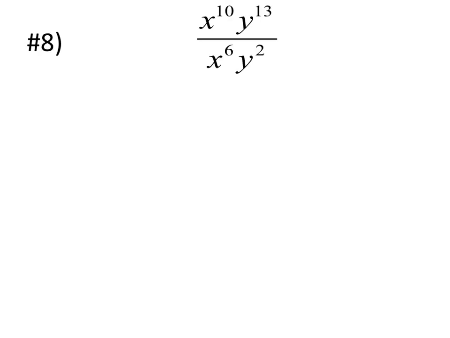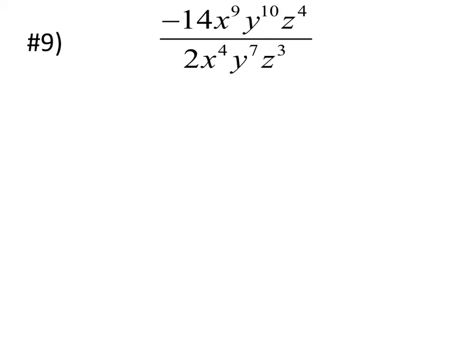Okay, here we're going to deal with the x's first and then our y's. Quotient rule again. Dividing like bases, you subtract the exponents, so you get x to the 4th, because 10 minus 6 is 4, and then y to the 11th, because 13 minus 2 is 11. So your answer is x to the 4th, y to the 11th.